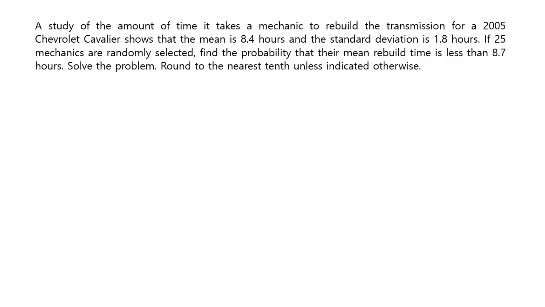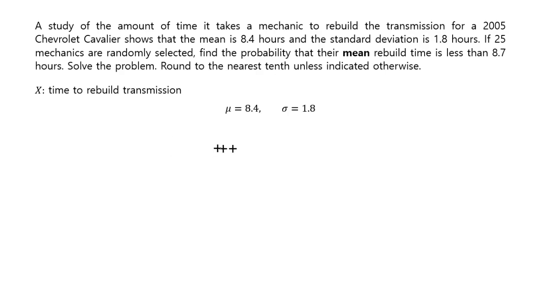Okay, so this question is regarding the time to rebuild a transmission, so that's the random variable, and its mean value is 8.4 and the standard deviation is 1.8. However, the strange thing is I don't see anything like normally distributed or bell-shaped distribution. None of that is appearing, so it doesn't look like it's a normal distribution. But on the other hand, it doesn't have any probability for individual things, so it's not a binomial distribution. So you start wondering, what is this?